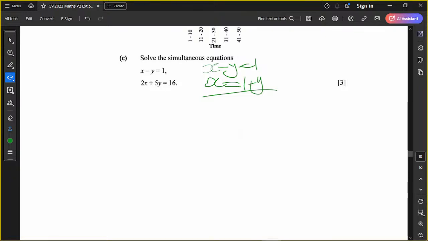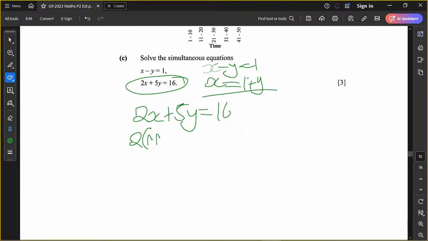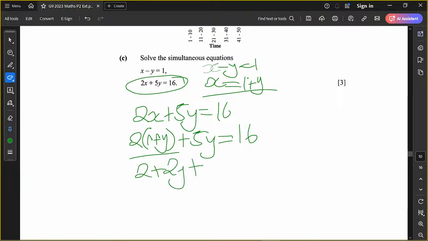So what do I do now? I'm going to use the equation down here: 2x plus 5y is equal to 16. Where there is x, I put 1 plus y. So we say 2 open bracket 1 plus y close bracket plus 5y is equal to 16. Then I evaluate this. 2 by 1 gives me 2, plus 2 by y gives me 2y, plus 5y is equal to 16.